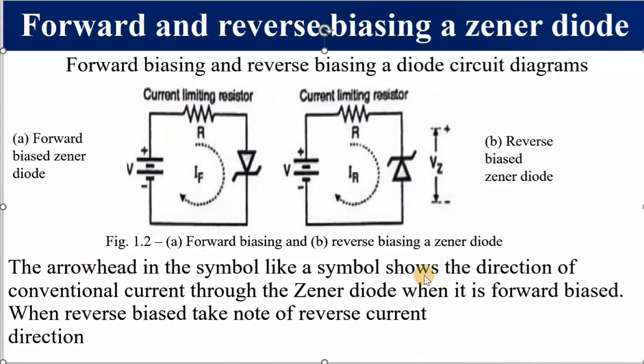The arrowhead shows the direction of conventional flow of current, which is the same as the direction of flow when the diode is forward biased. In this diagram, it is now totally different. Please, as I emphasized, take note of the reverse current. IR stands for reverse current, then the current limiting resistor R. So we are interested in Fig B more than in Fig A.